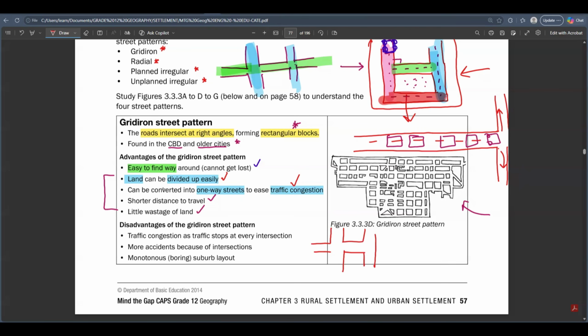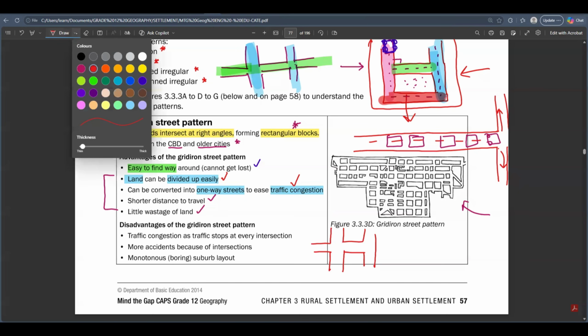Okay, so in the first perspective, I say that the gridiron street pattern can be converted into a one-way street to ease traffic congestion. Simply means that there won't be any traffic, because cars have got different places to go. But imagine if we put some traffic stops at each and every intersection. Traffic stops, I'm talking about the robots here. Or not the robots, traffic lights. You call them traffic lights in Africa, right? So we are talking about traffic lights here.